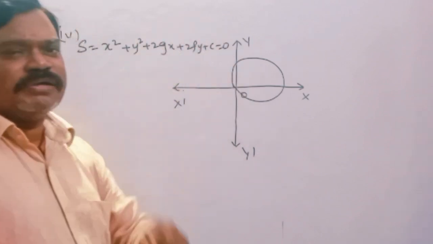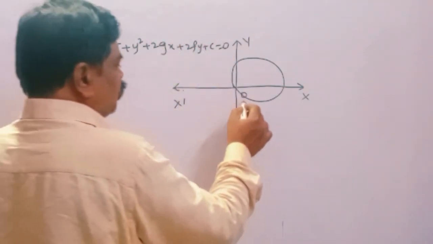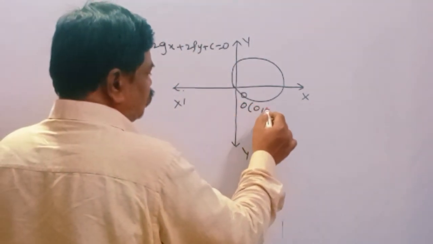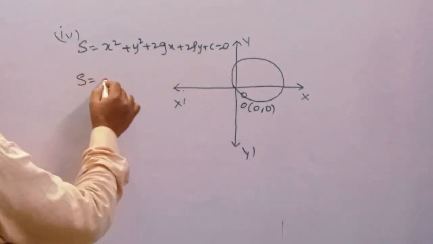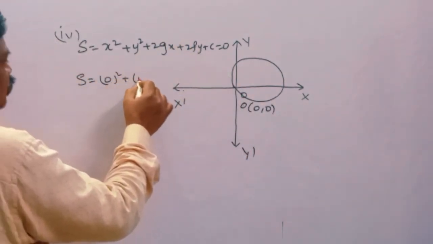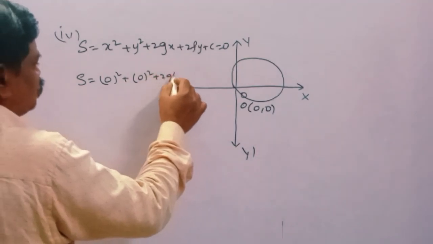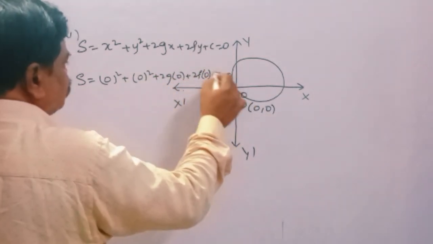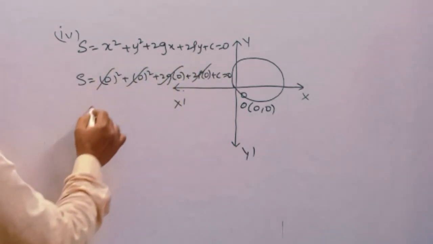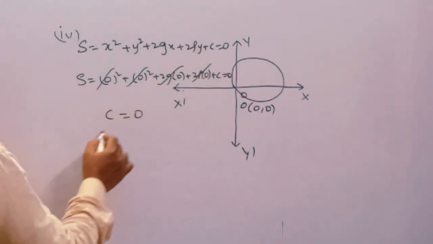And this circle passes through the origin. So origin, that is O(0, 0), and you have to substitute this one. S is equal to 0 square plus 0 square plus 2g of 0 plus 2f of 0 plus c equal to 0. This one cancels. c is equal to 0.